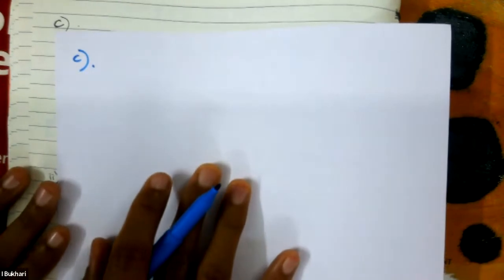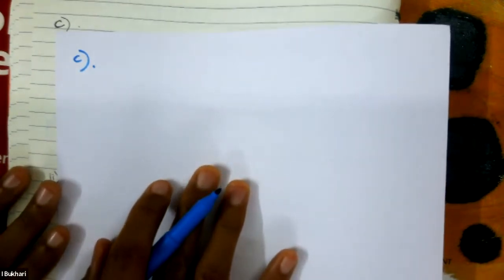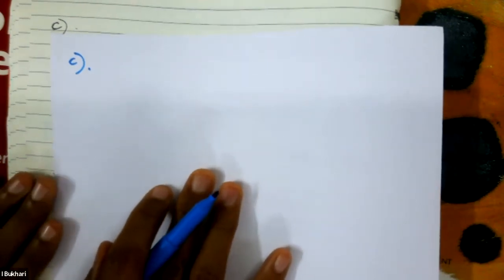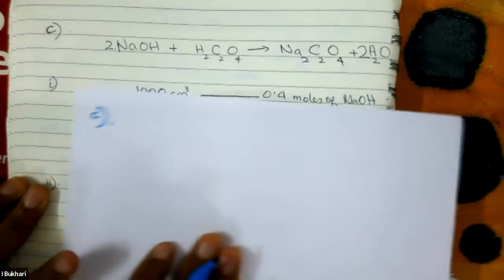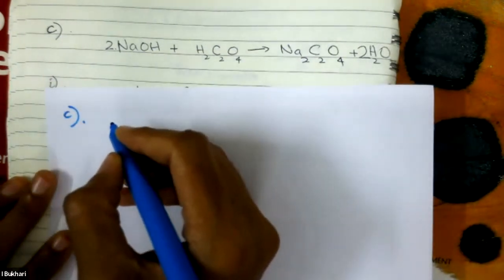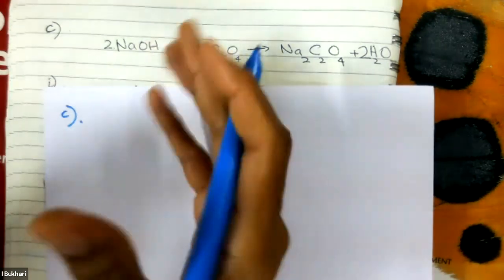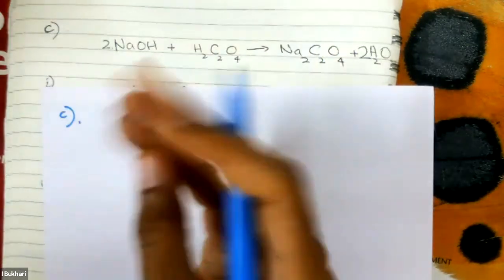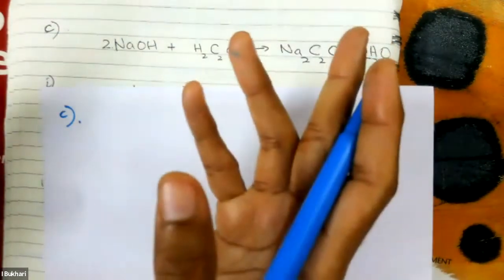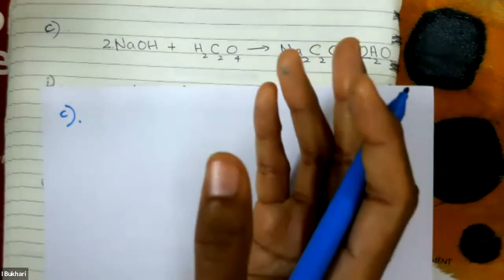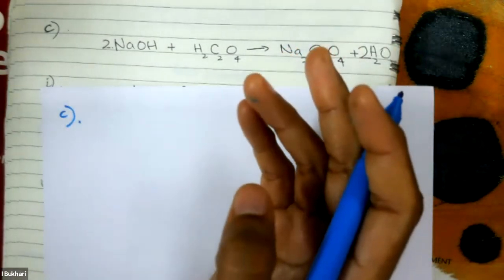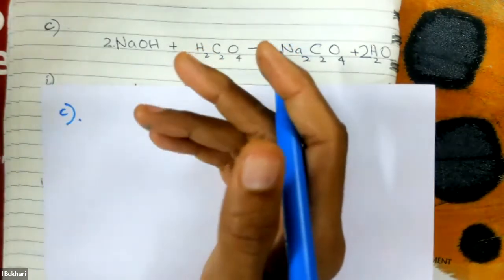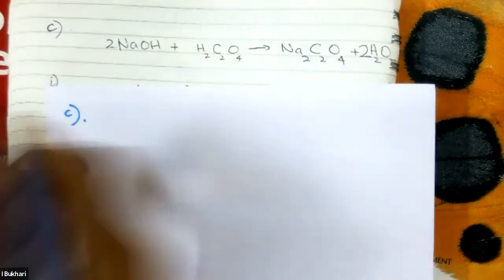When we use a neutralization reaction to find out the concentration of either acid or alkali, what is that process called? When we use this neutralization reaction in the lab to find out the unknown concentration of any one of them, either the acid or the alkali, what is this process called? Titration. Yes, it is called titration. Very good. So this is titration.